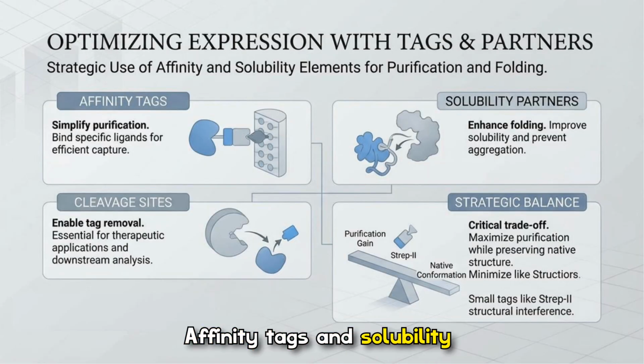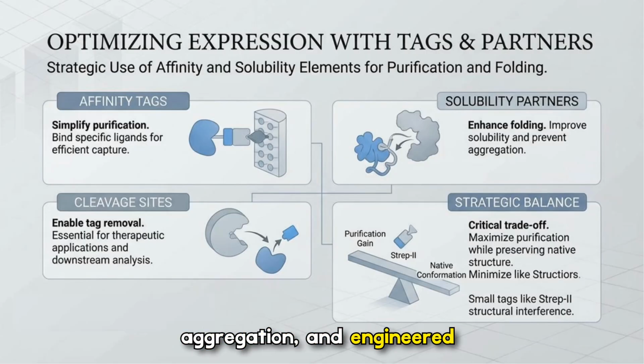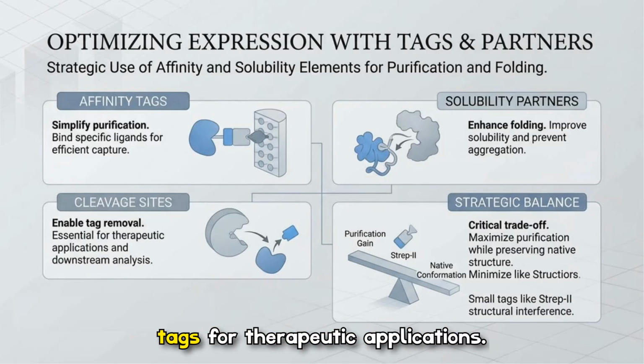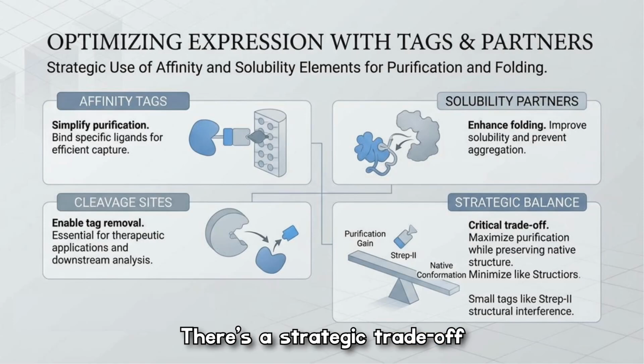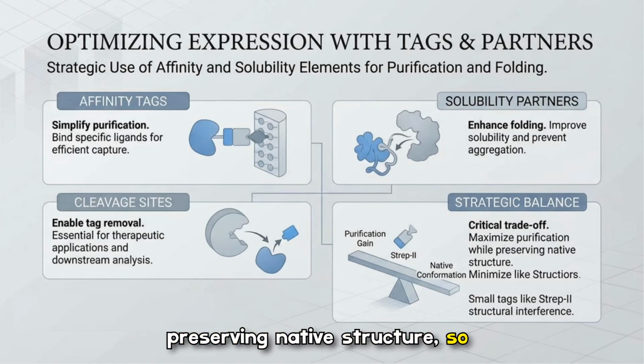Affinity tags and solubility partners are practical levers. Tags simplify capture during purification, solubility partners enhance folding and reduce aggregation, and engineered cleavage sites let you remove tags for therapeutic applications. There's a strategic trade-off between purification gain and preserving native structure. So small, minimally disruptive tags often strike the best balance for downstream functionality and structural integrity.